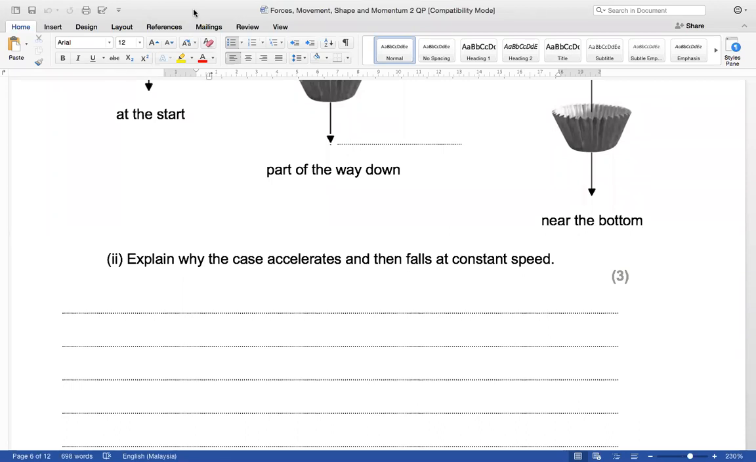It's essentially what we already talked about so far. Because at first the forces are not balanced, and after that the weight equals the drag, so then it balances. Okay, so that's essentially it.